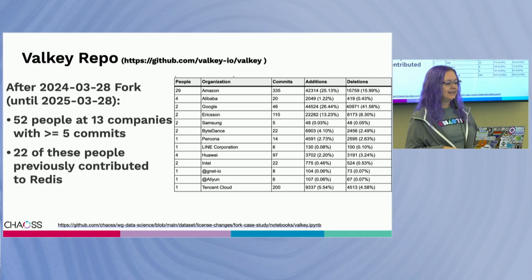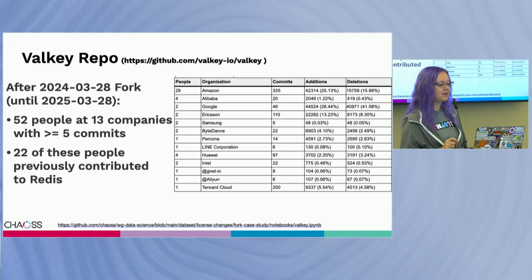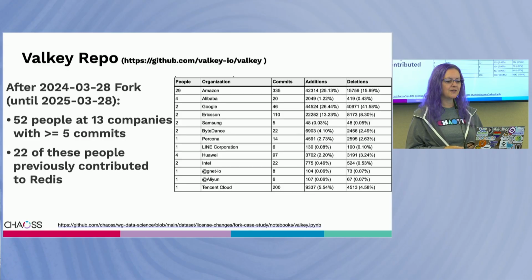Now, Valkey had 52 people employed at 13 companies in the first year of the fork, and 22 of those people had previously contributed to Redis and were now contributing to Valkey. And these are contributors from a variety of companies, with Amazon having the most contributors. The Google data is a little bit misleading. So while Google employees have made a very large percentage of additions and deletions, most of those changes can be attributed to 2 PRs, which related to formatting changes. So it's still significant and important, but that's why those numbers look a little weird.